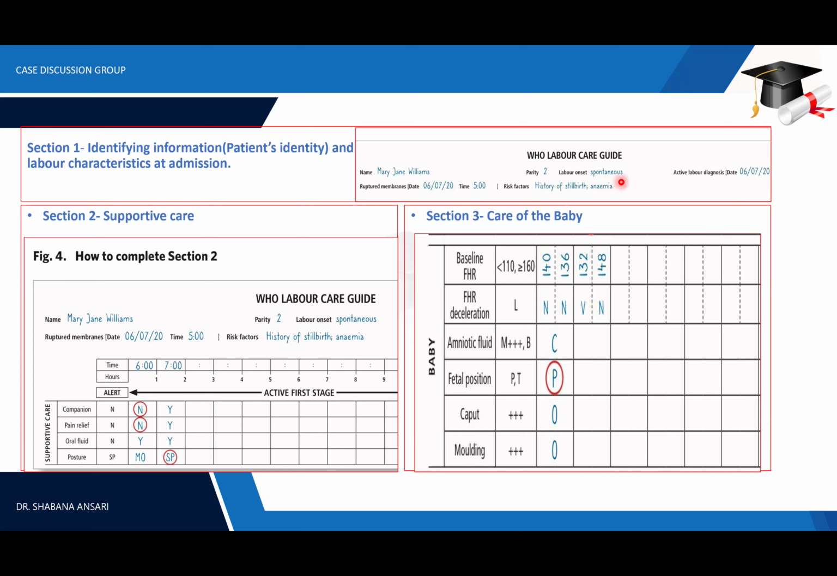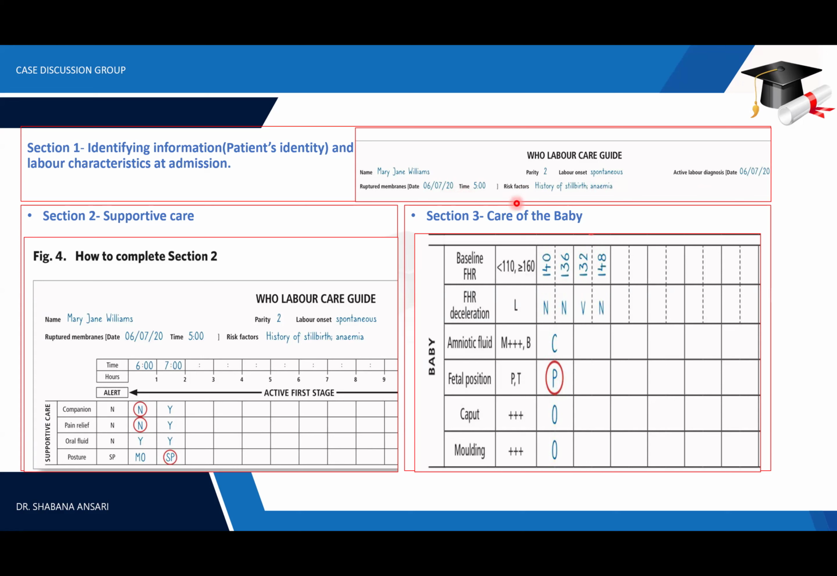And in the third, you can see labor diagnosis. So they have written the date and ruptured membrane, when the membrane ruptured and the time of rupture. If it is not ruptured, it will be intact. Am I clear so far? Yes. We have another section to write the color as well if the membrane is ruptured. I'll show you in a bit.